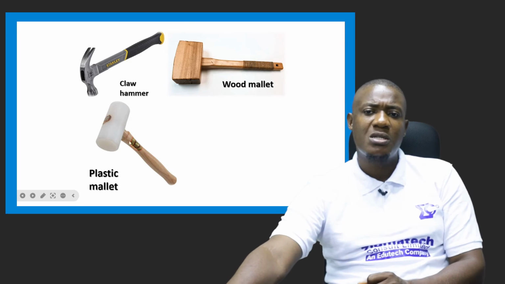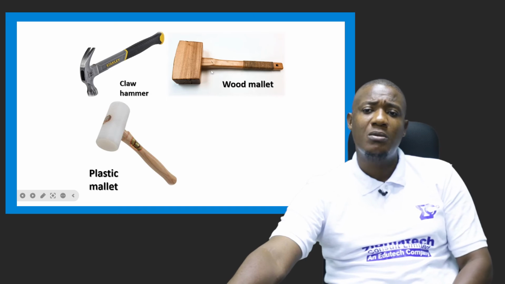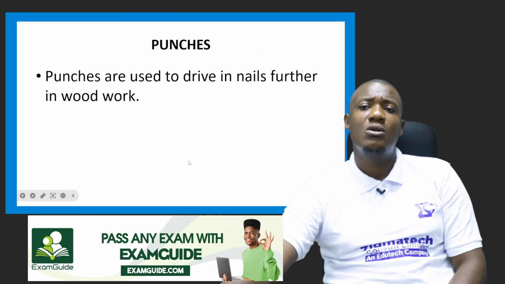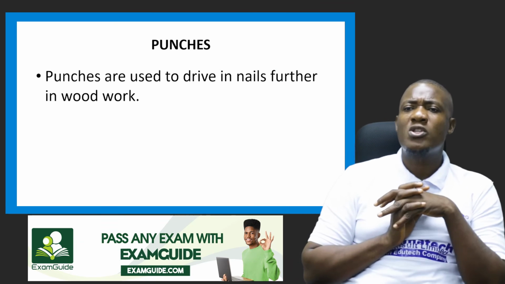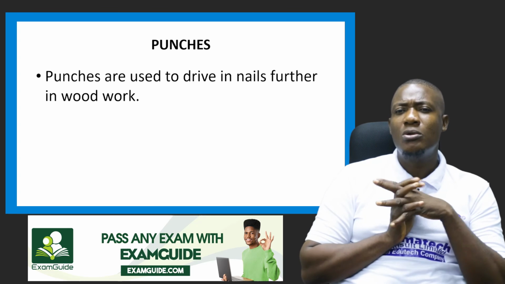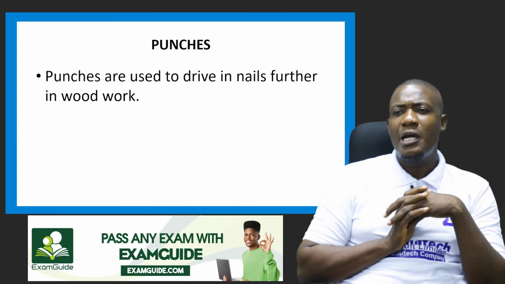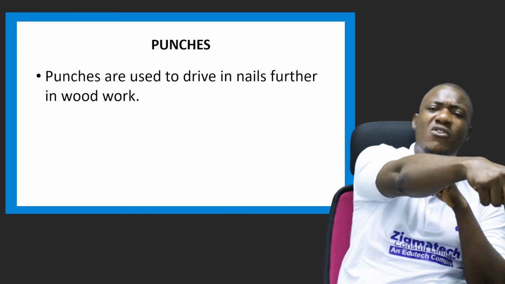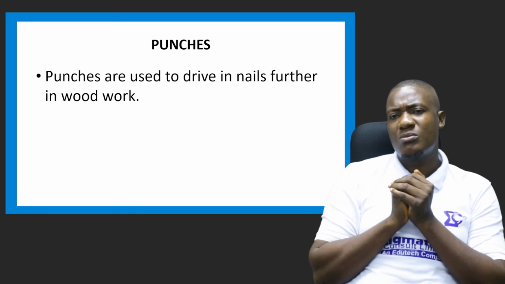This is, of course, a plastic mallet. This is a wooden mallet. We also have the rubber mallet, like I said before. We have a mallet also made from rubber. Then we also have another driving tool we call punches. Basically, punches are used to drive nails further into the wood.